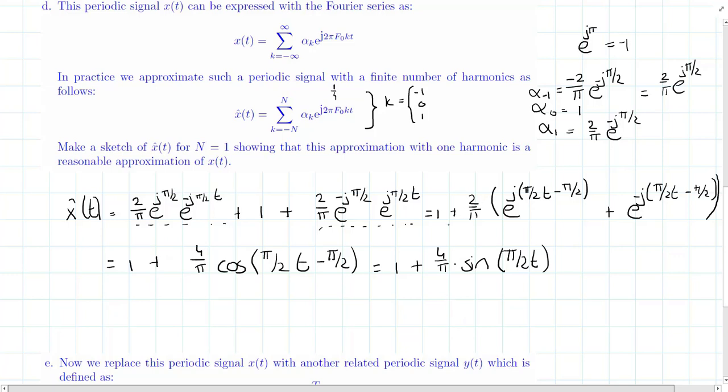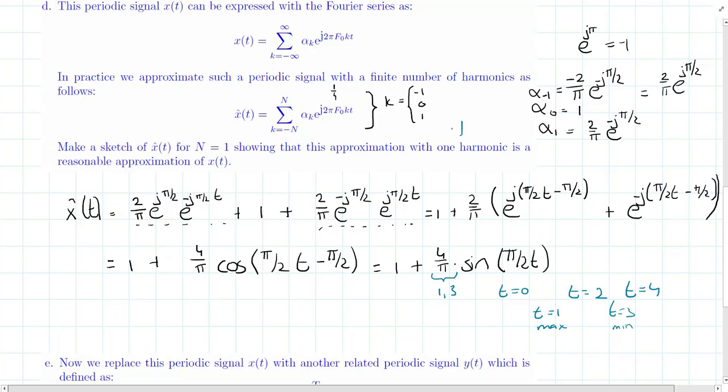So what we're left to do is to simply draw this in the figure we have already drawn before. So this value is approximately equal to 1.3. And we know that we would have 0 crossings if t is equal to 0, t is equal to 2, and t is equal to 4. The maximum would be at t is equal to 1, and the minimum would be at t is equal to 3.